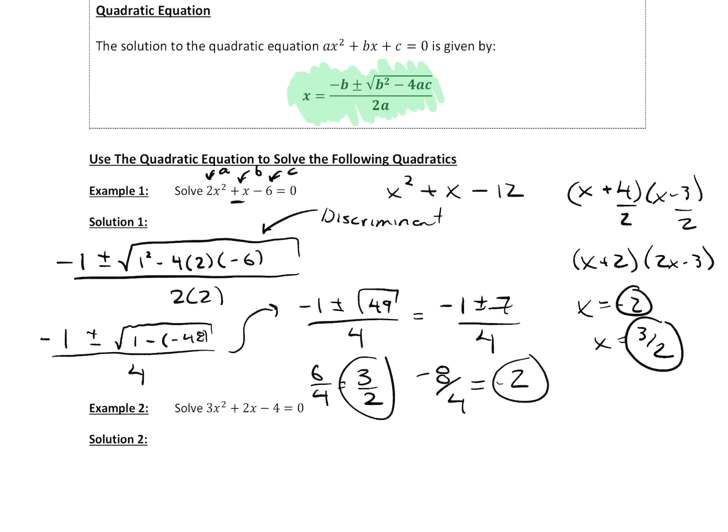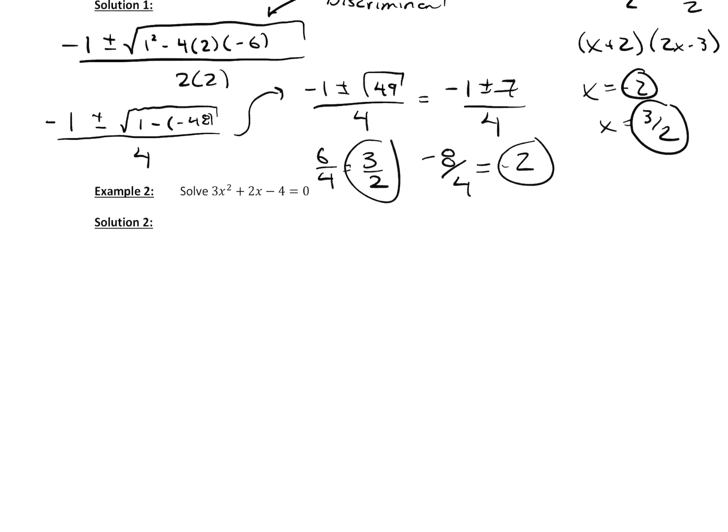Now, sometimes you won't be able to not use a quadratic equation. Like if we look at this next one, if I tried the AC method here, now I'm looking for two numbers that multiply to 12 and add to 2, and that's just not going to happen, right? Like 12 and 1, 6 and 2, 3 and 4, no. So this is a quadratic equation question.